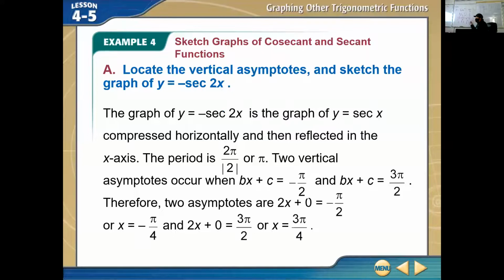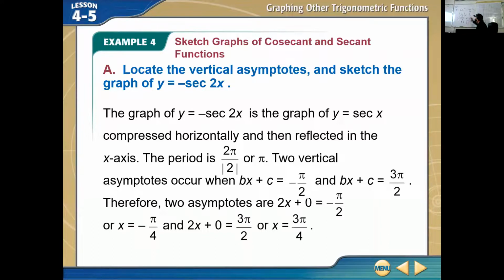Is the graph of y equals secant x compressed horizontally, then reflected in the x-axis. The period is 2 pi over the absolute value of b, so that's the exact same as, and then the asymptotes occur when bx plus c are equal to negative pi halves and pi halves, which is the part that I don't really like. They approach it like you're graphing a tangent or a cotangent, when in all reality, it's much easier if you look at it as graphing sine and cosine.